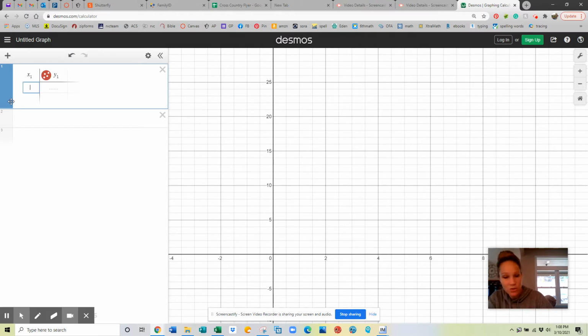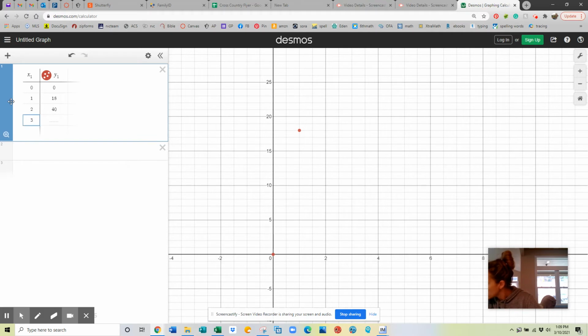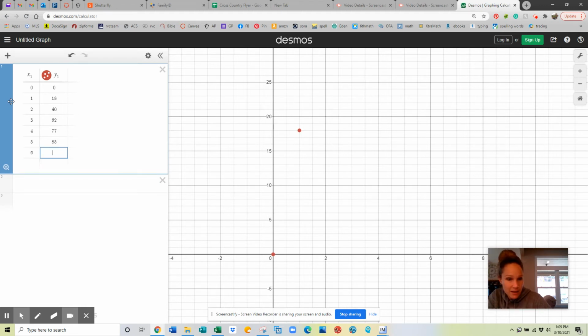Okay, so for the x value, we have 0, and the y value was 0. So that makes sense. They've worked 0 hours. They make $0. All right, 1 hour, and they've made 18. 2 hours, and they've made $40. 3 hours, and they made 62. 4 hours, and they've made 77. And then 5 and 85, and 6 and 113.